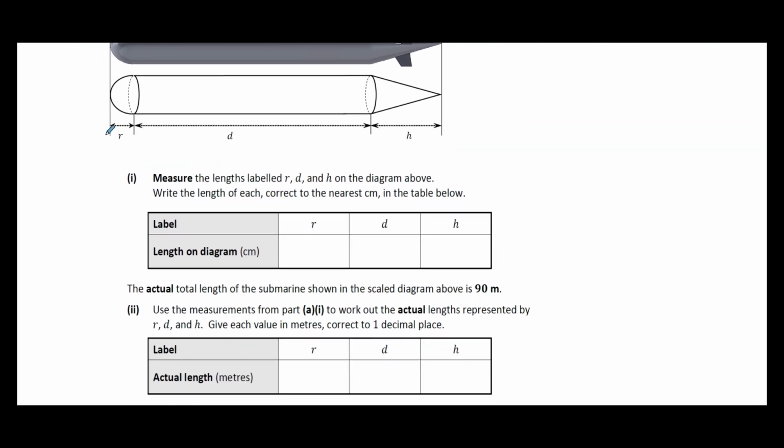Measure the lengths labelled R, D, and H on the diagram above and write the length of each correct to the nearest centimeter in the table below. When we measure with our ruler, R is 1 centimeter, D is 10 centimeters, and H is 3 centimeters. Now, the actual total length of the submarine shown in the scale diagram is 90 meters. So what is the length in the diagram? 1, 10, and 3 together make 14 centimeters.